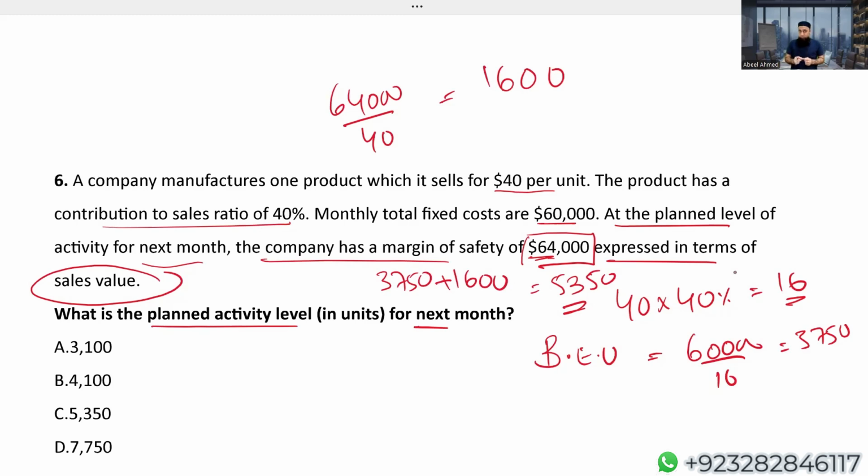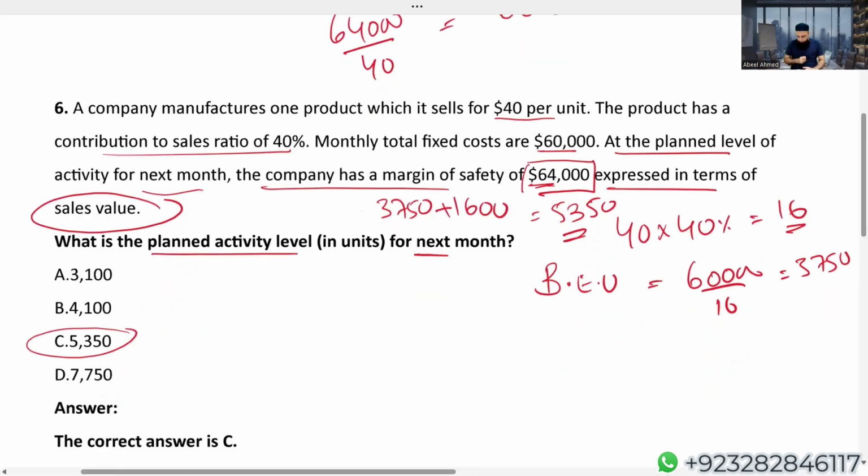Simply what we did, we took the fixed cost divided by contribution per unit and calculated break-even units. After that, the examiner gave us a margin of safety in dollars, divided by the selling price, we found margin of safety units. The planned activity level minus break-even is the margin of safety, so we simply added margin of safety to the break-even to find the planned activity level. So the answer is C.